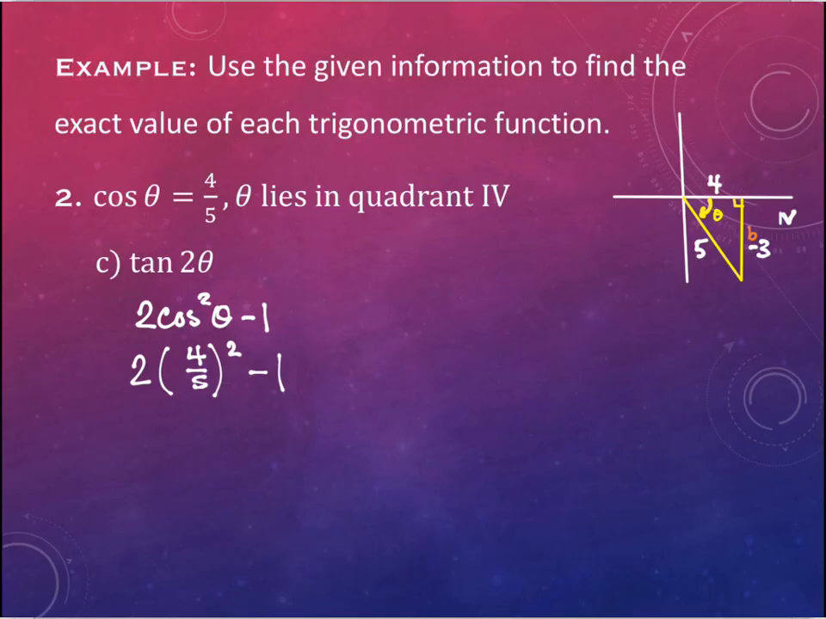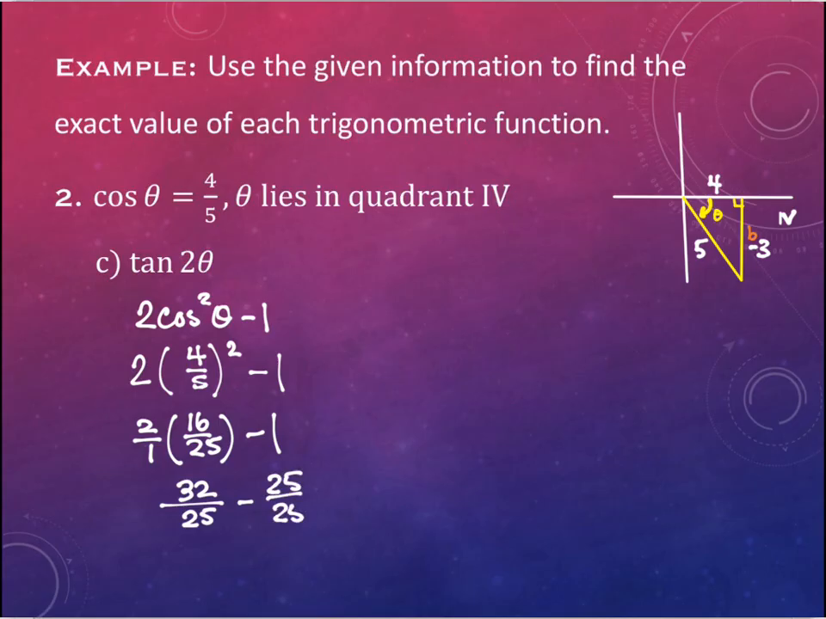All right, so let's square 4/5. We've done that before. What's 4/5 squared? Yep, 16/25, and this 2 at the front is like 2/1. So what happens when I have 2 over 1 times 16 over 25? 32 over 25. I'm going to subtract a 1. So subtracting 1, common denominator is 25 over 25. So what is 32 over 25 minus 25 over 25?